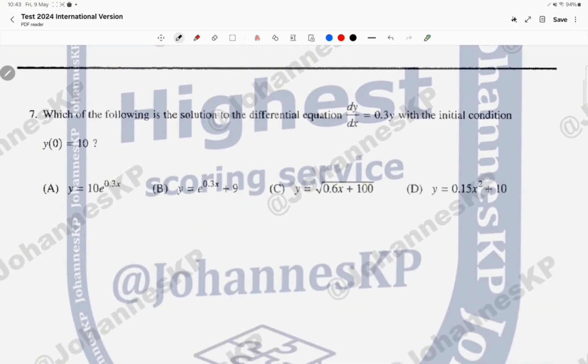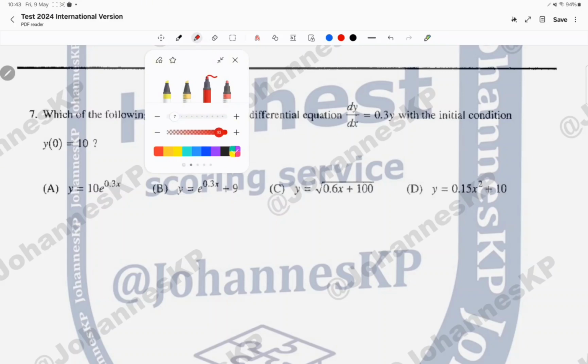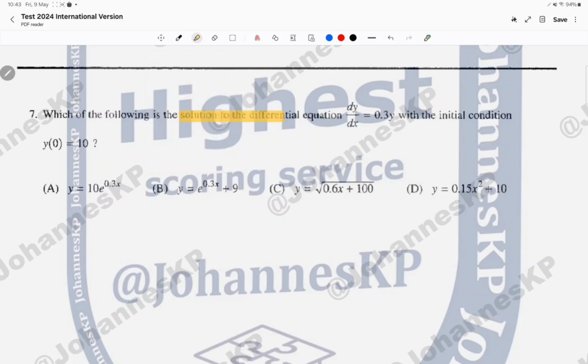Which of the following is a solution to the differential equation? Whenever they say solution to the differential equation, they're essentially meaning that you have to do what's called separation of variables, followed by integration. That means we're going to be bringing that y down, and the dx will take its place.